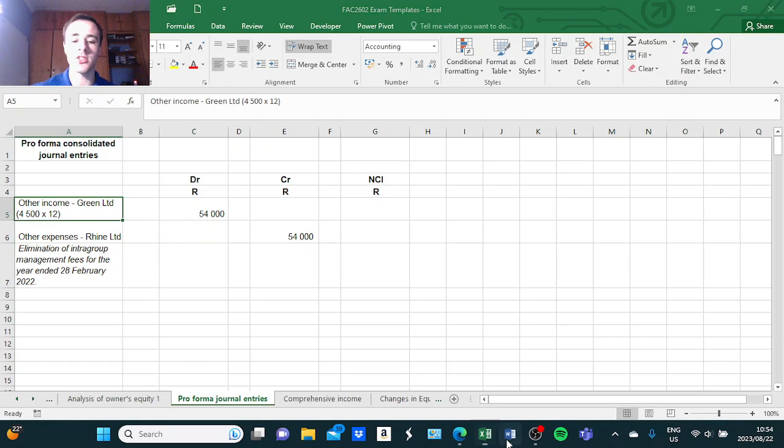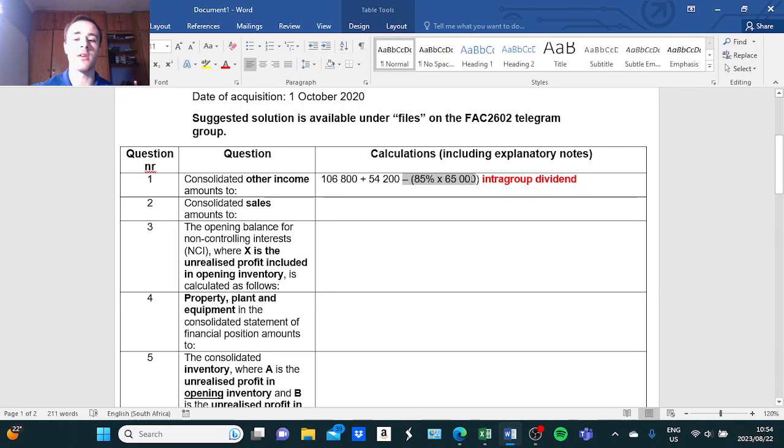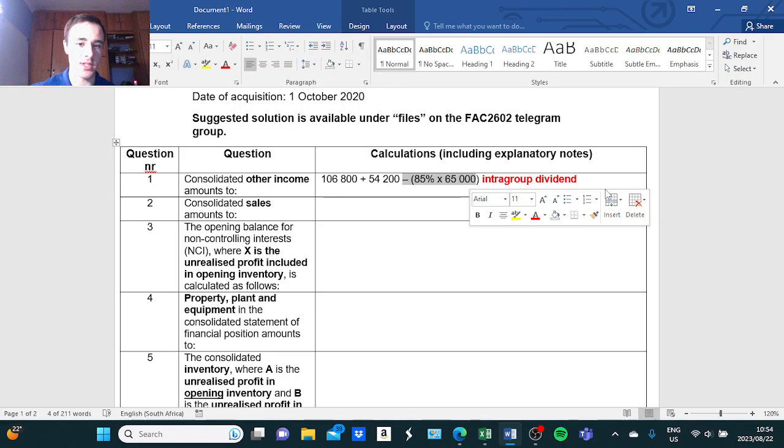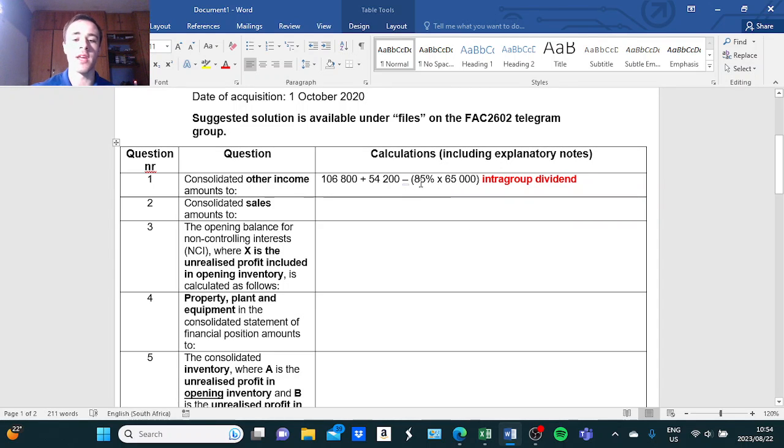Remember, all of these adjustments are based on the pro forma consolidation journal entries. But we have already addressed the intergroup dividend that was received from Ryan Limited, and now we just need to subtract the amount of management fees that were received from Ryan Limited. Because it is an intergroup item, it must be eliminated for consolidation purposes.